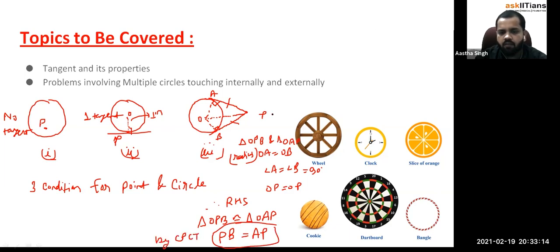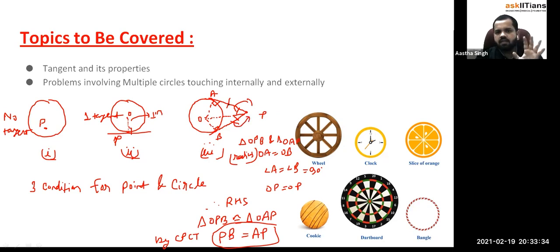So hence we can prove that if an external point is there outside the circle, then only two tangents will be there, right? And both tangents will be equal, and the tangents from the exterior point will subtend equal angles at the center, right? These angles are equal. Why? Because of the same symmetry.